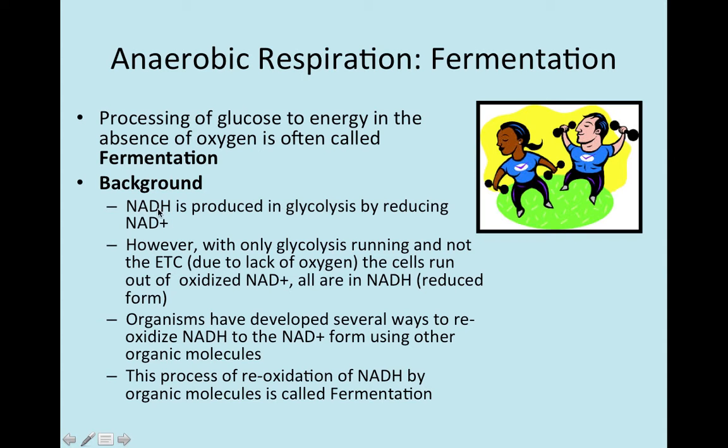So during glycolysis we make NADHs from NAD pluses. So eventually, when we keep doing glycolysis over and over again, we're going to run out of NAD pluses because all of them are going to be converted to NADHs. When we run out of NAD pluses, we're going to stop glycolysis, because for glycolysis to continue, it has to convert NAD plus to NADH. If I don't have NAD pluses, then I can't convert it to NADH, and glycolysis is going to stop.